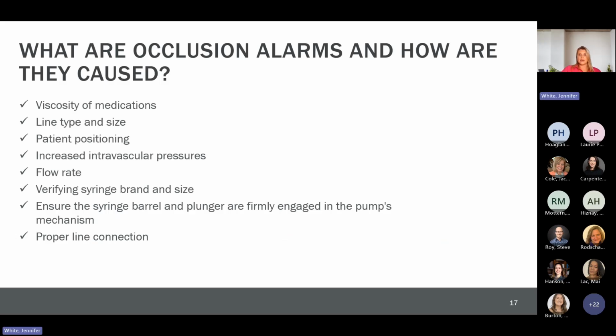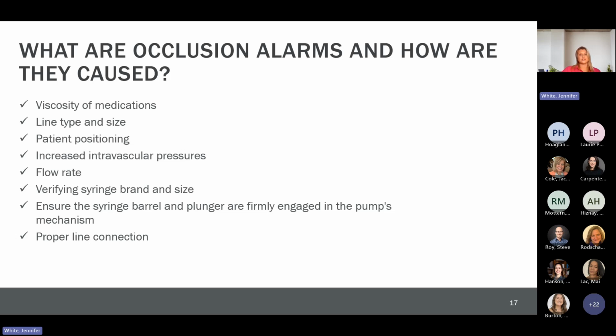Another type of alarm you may encounter is an occlusion alarm. Here's the reason why you may see this. You may see this with the type of viscosity of your medication, line type and size. Do you have a peripheral, umbilical, or another central line? Increased intravascular pressures. Is your patient crying, vomiting? Noting the patient's positioning as well.